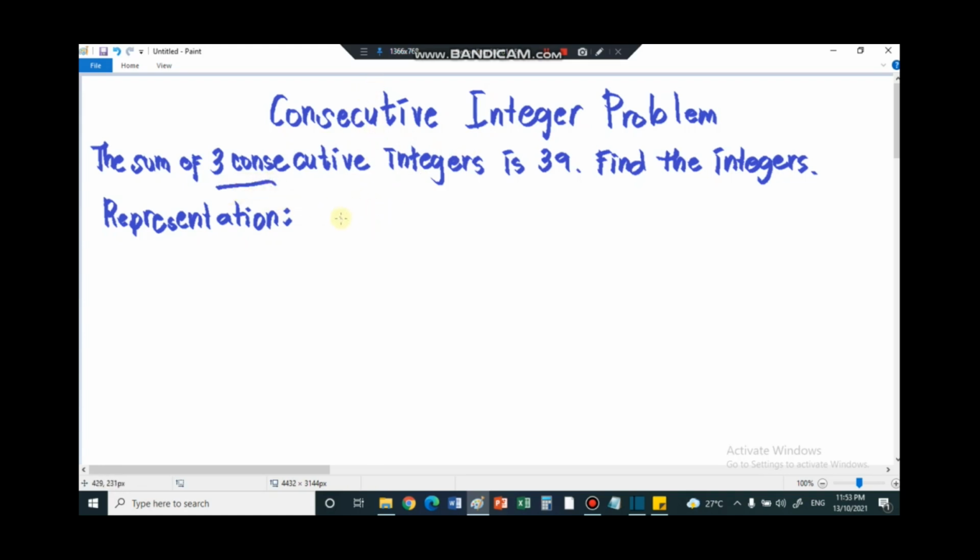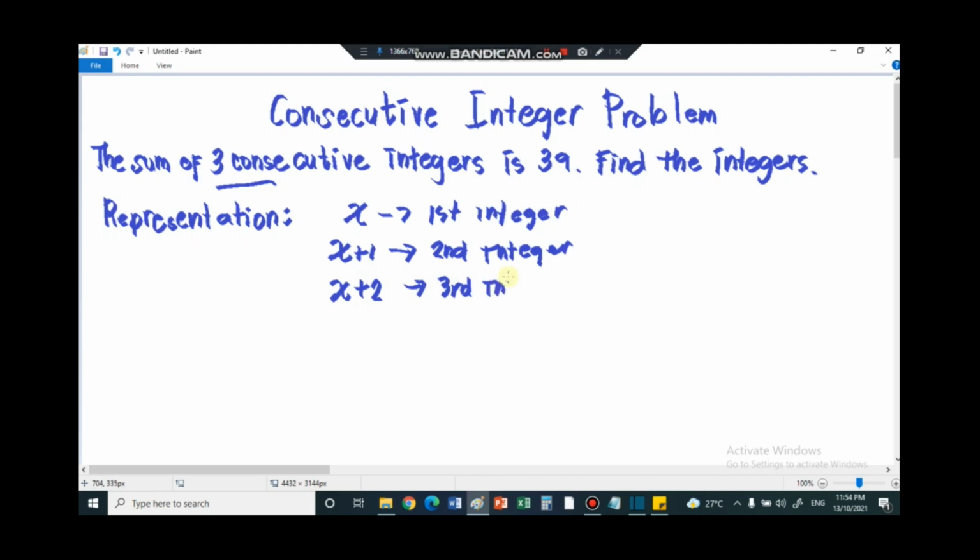So how will you represent 3 consecutive integers? Okay, if x is our first integer, what is our second integer? Okay, it's x plus 1. So if 10 ang x, 10 plus 1, 11 ang sunod. So if 7 siya, plus 1, 8 ang sunod. So it is really consecutive. How about our third? It's x plus 2. So that is our third integer.